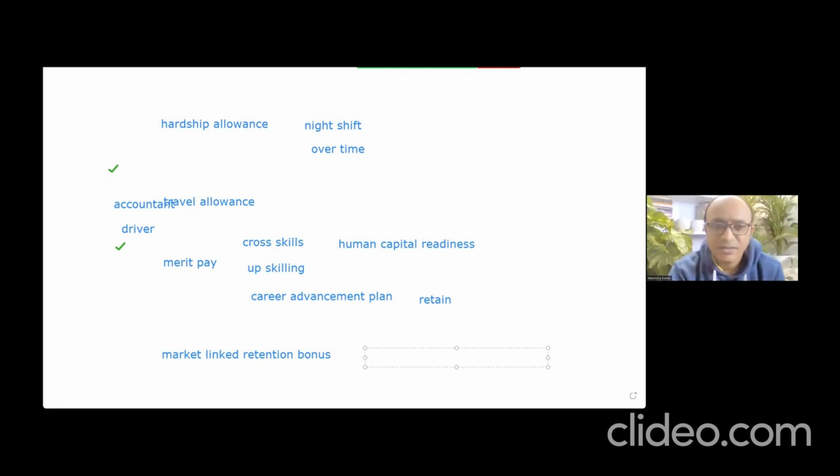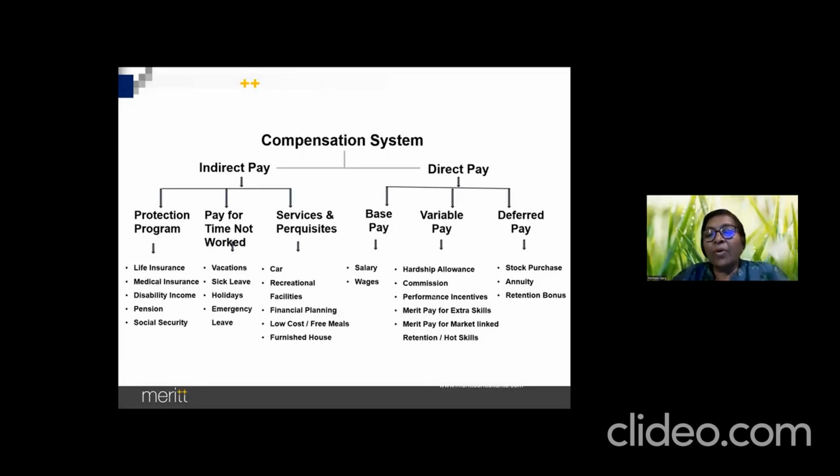Yes, can I say this is an IT industry specific strategy, retention strategy? Yeah, it is a specific retention strategy. So we talked about hardships, we talked about merit pay for extra skills, we talked about merit pay for market linked skills, merit and retention and hard skills.